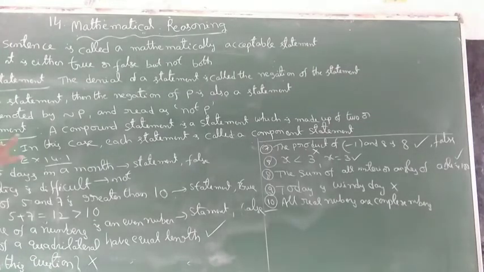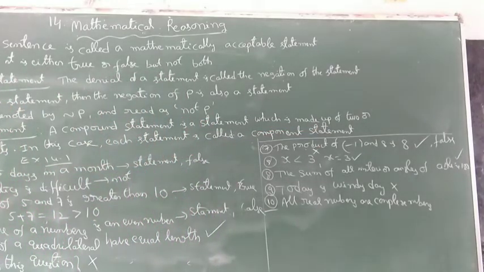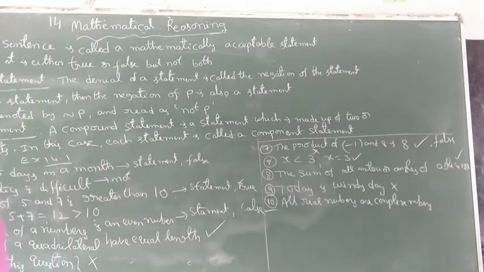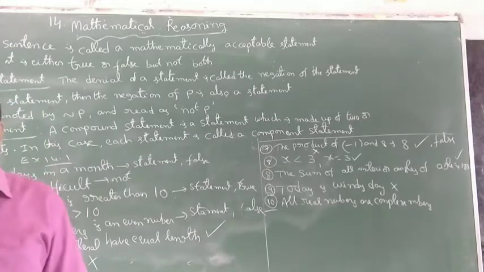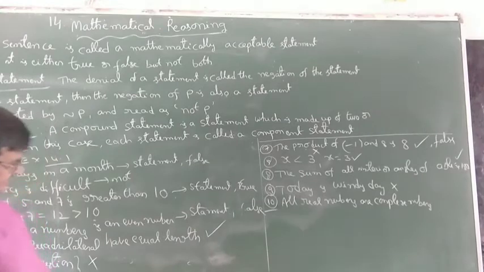Next, the compound statement. A compound statement is a statement made up of two or more statements. Each such statement is called a component statement. A single statement is a component statement, and two or more component statements together are called a compound statement. Clear? So the first exercise is completed; now the second exercise.